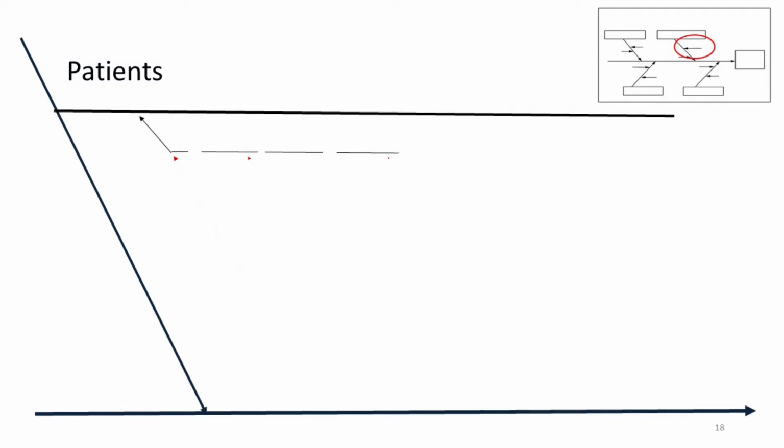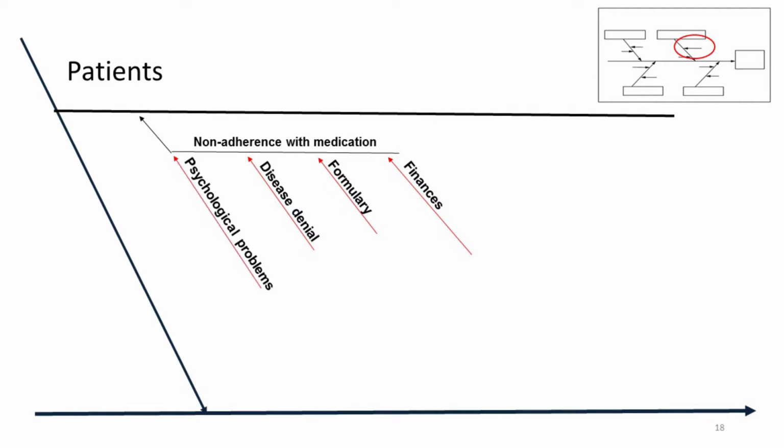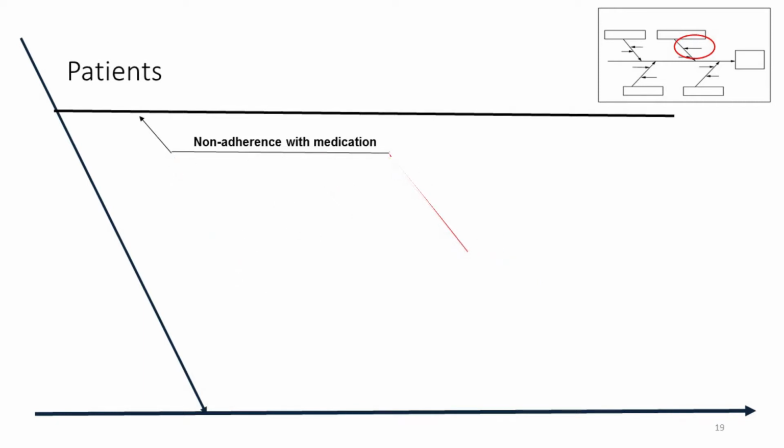This slide emphasizes patience under the people category and is spotlighted for attention. Also, in the following slides, different colors are used rather than lines for more emphasis. One of the causes patients may have problems controlling blood pressure may be related to non-adherence with medication. A few of the other reasons that may be brainstormed for non-adherence are finances, formulary restrictions, denying they have the disease, and psychological problems.